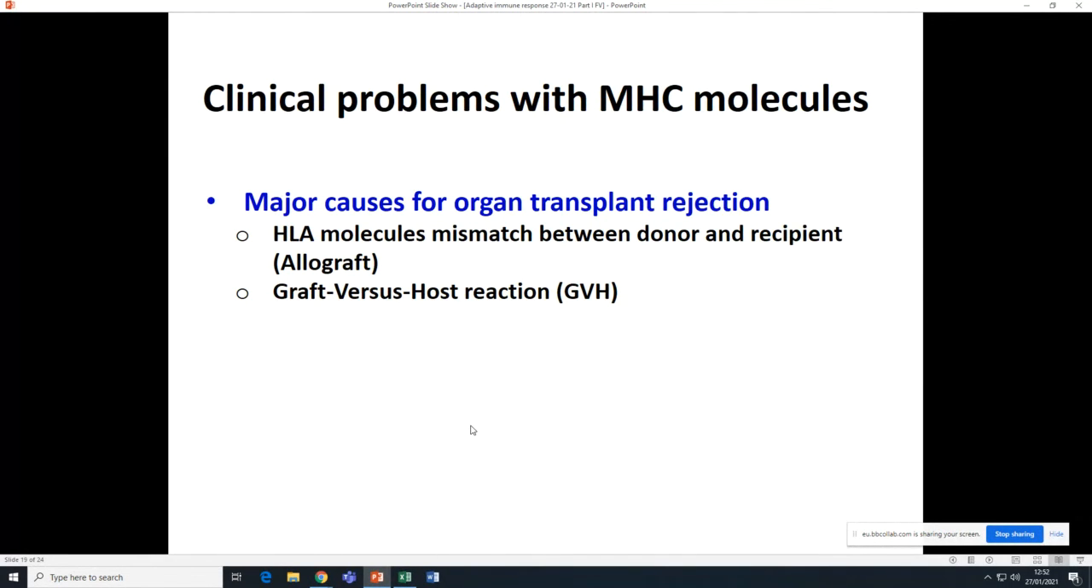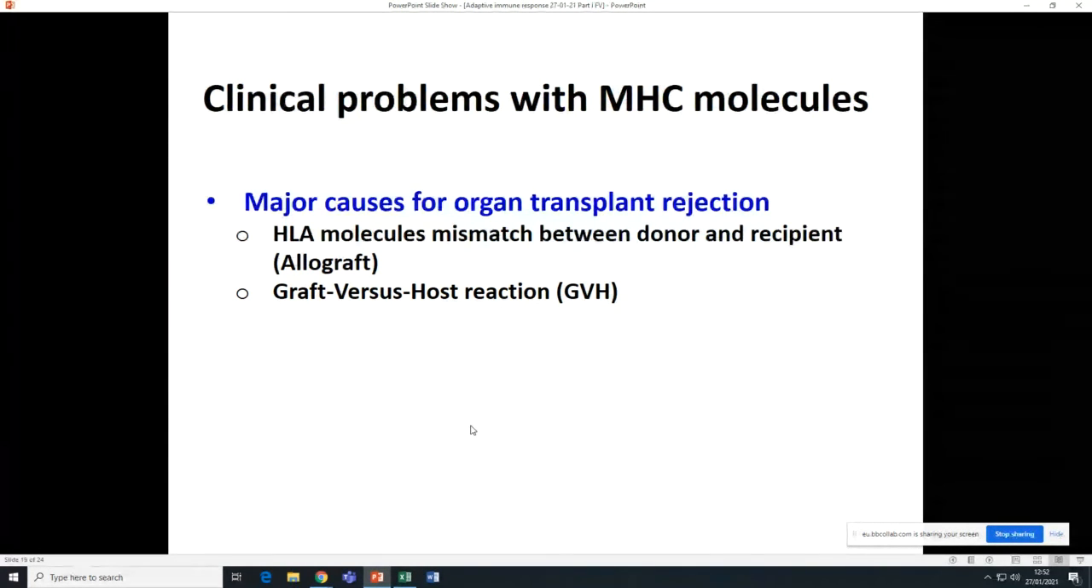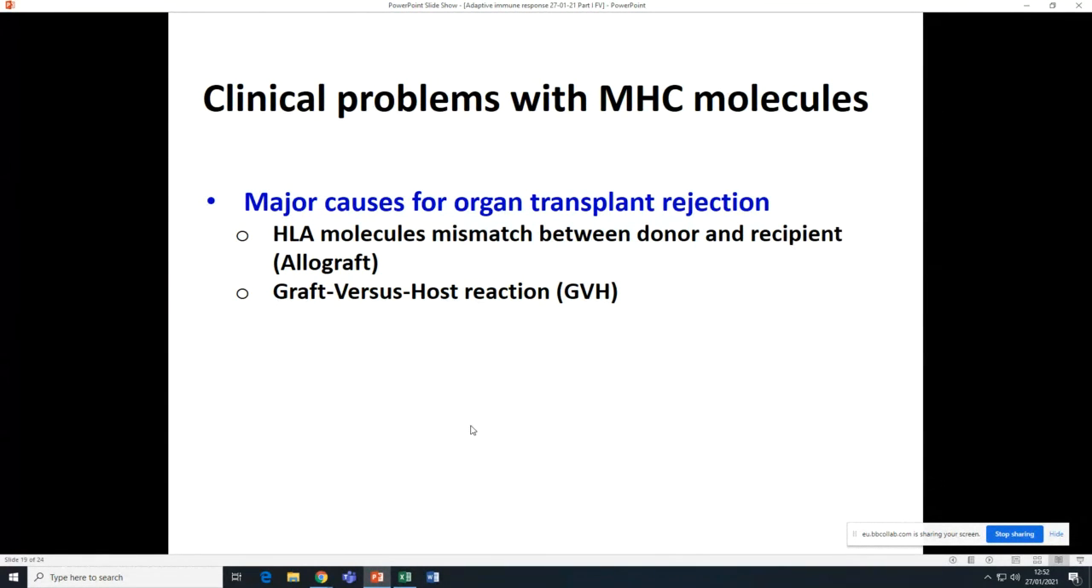So the MHC molecules, because they are unique, we are all different. Because they are expressed on all tissue, if there's a mismatch between the HLA molecules of the donor and the recipient, the host will see that as foreign, and therefore you're going to have a transplant rejection. In fact, this was the first work to show the importance of the MHC molecule, because they are so different.